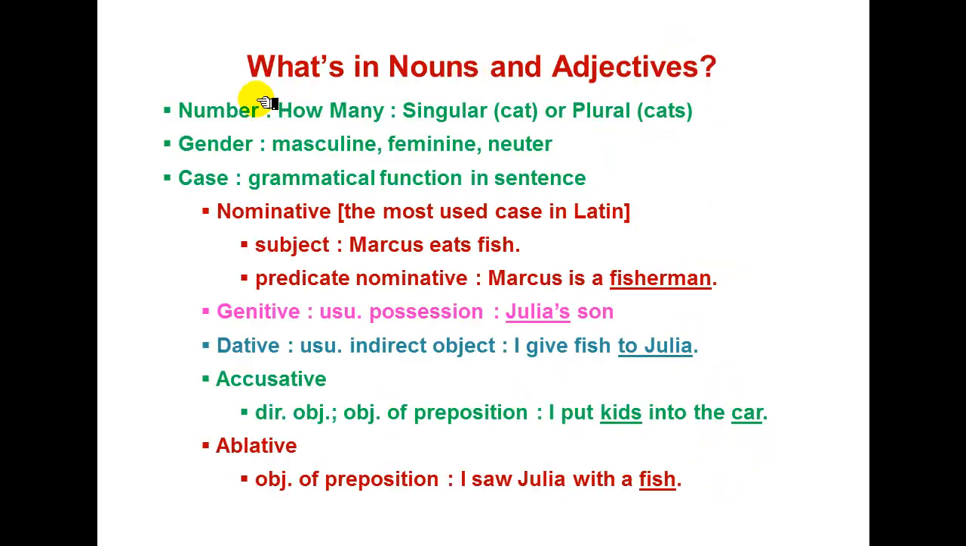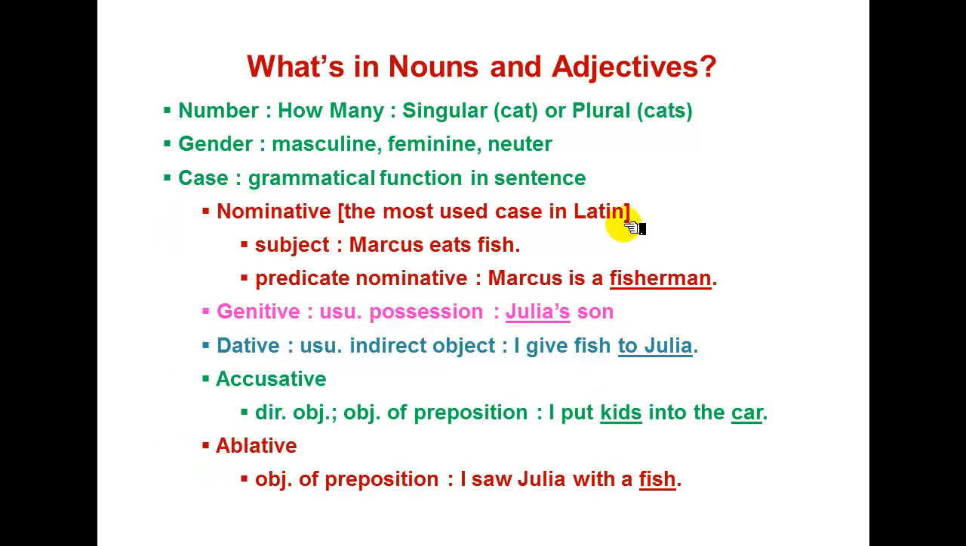All right, now let's talk about what's in nouns and adjectives. There are 3 main ingredients in nouns and adjectives. Number, which tells how many: singular, cat; plural, cats. Gender: masculine, feminine, and neuter. And case, which tells us the grammatical function in the sentence. In Big Book 1, you're going to see primarily the nominative case and the ablative case.